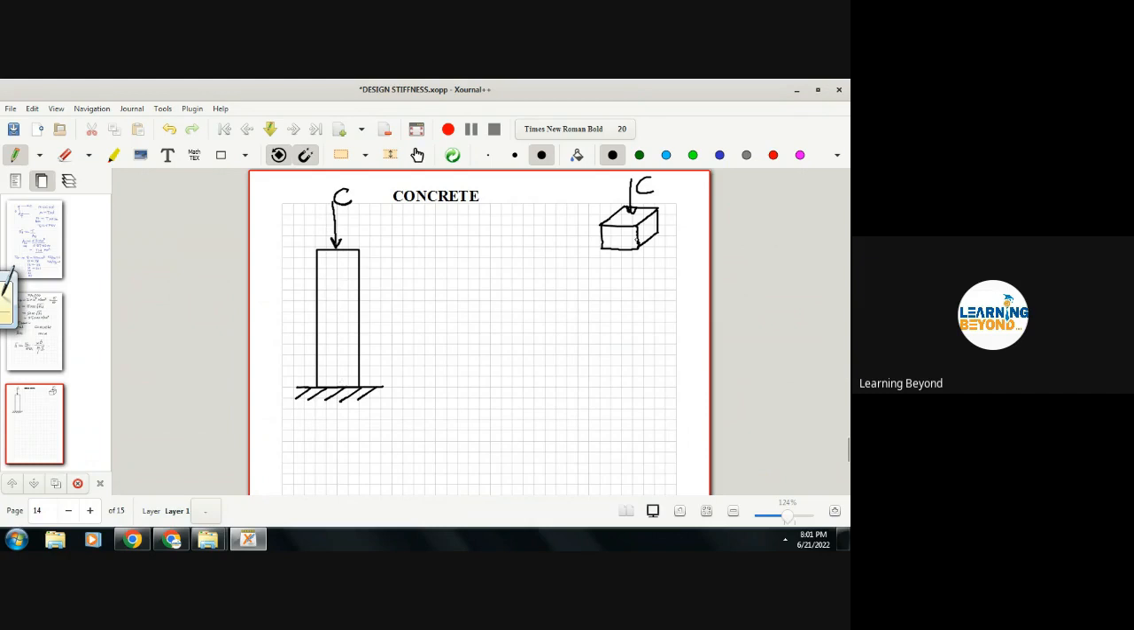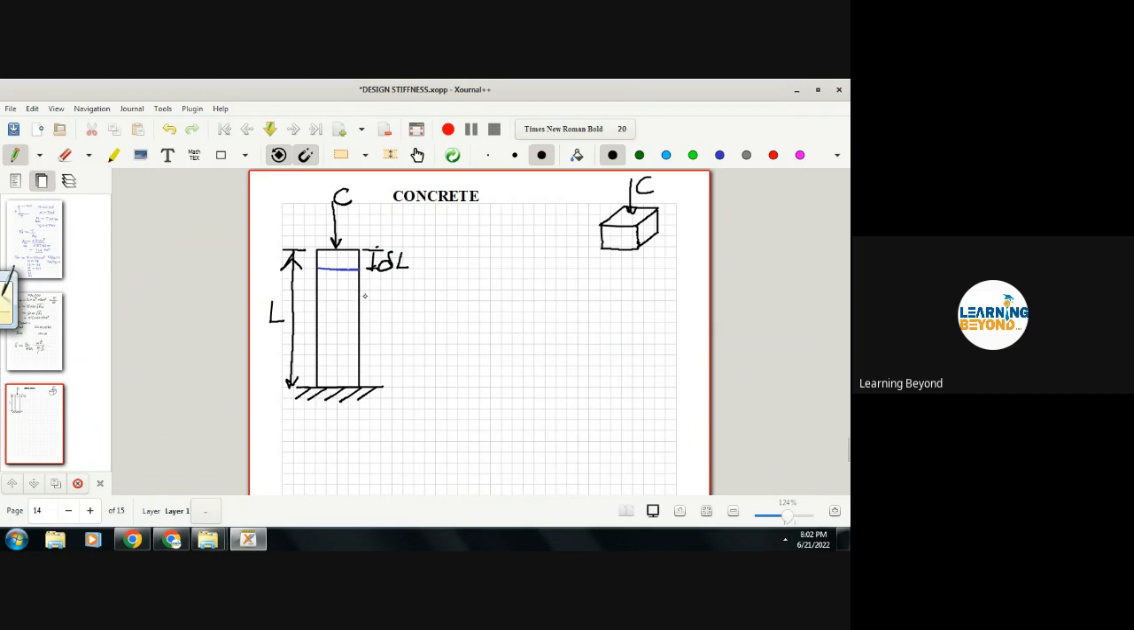We generally test cubes only, but for example purposes I'm taking this as a column just to understand the concept on a bigger picture. Due to this compression, what will happen to this pillar? Its length will reduce. If the original length is L, this will be the change in length, delta L, after application of the force.